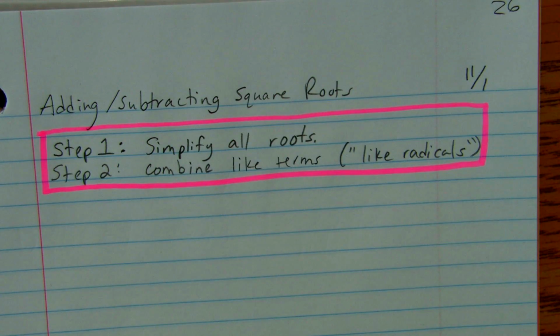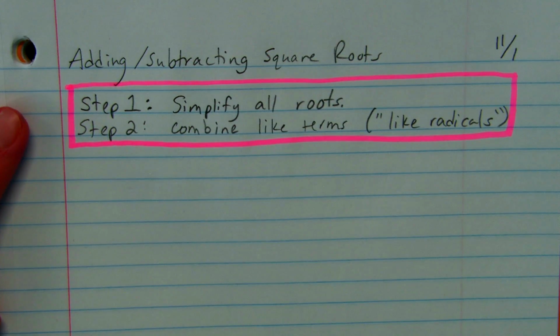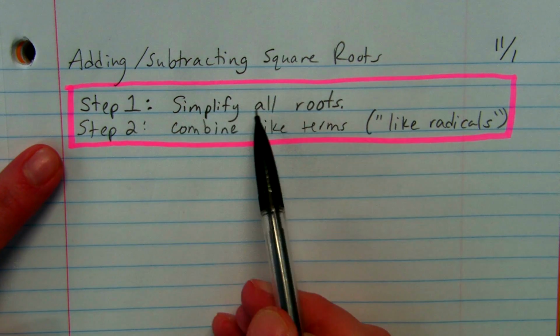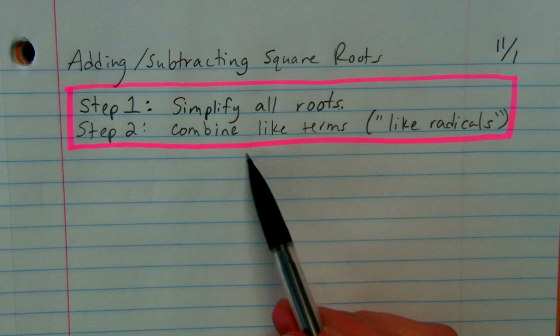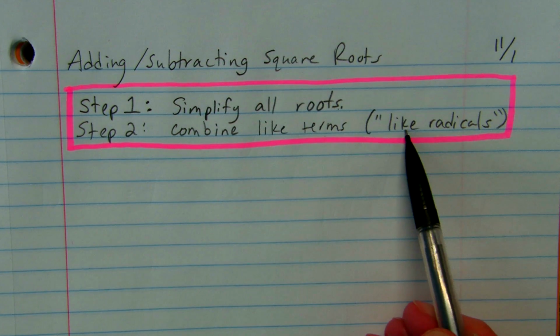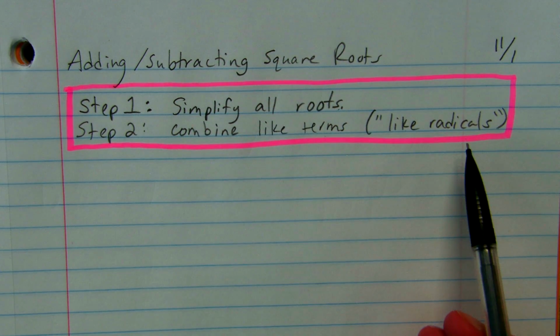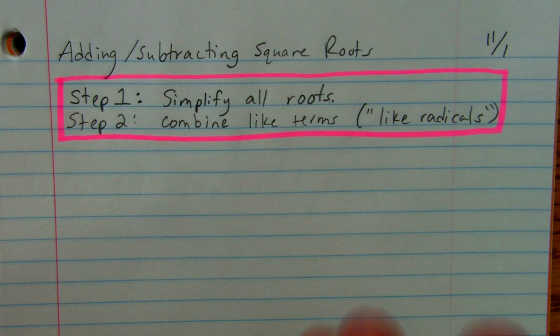Okay, so we are talking about adding and subtracting square roots today. The principles apply for all roots. Step 1 is to simplify all of your roots. We've done a couple of lessons on that. And step 2 is to combine like terms, which are also sometimes called like radicals. So I'm going to show you what that looks like down here.